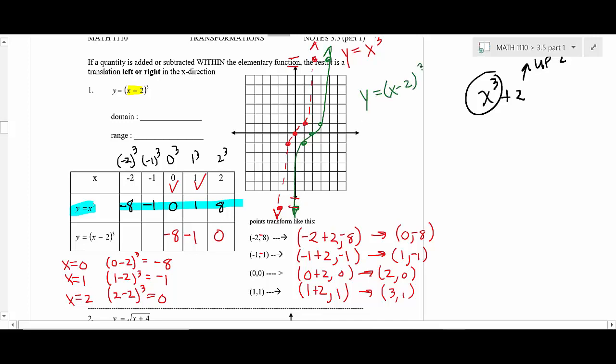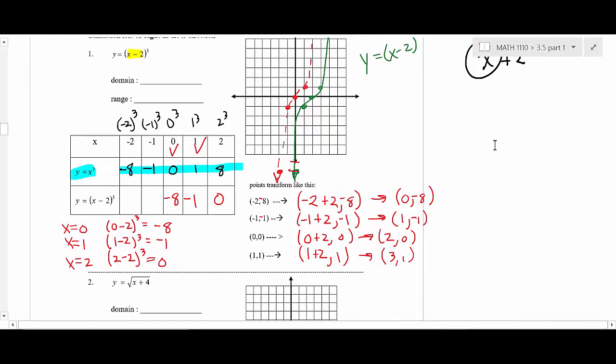Okay? So again, it depends on where that is. It's inside of the cubing operation. That means it's changing x. Does that make sense? If it's outside of the cubing function, everything's up and down. It's affecting y. Okay? So let's do a couple of these to kind of get the idea.